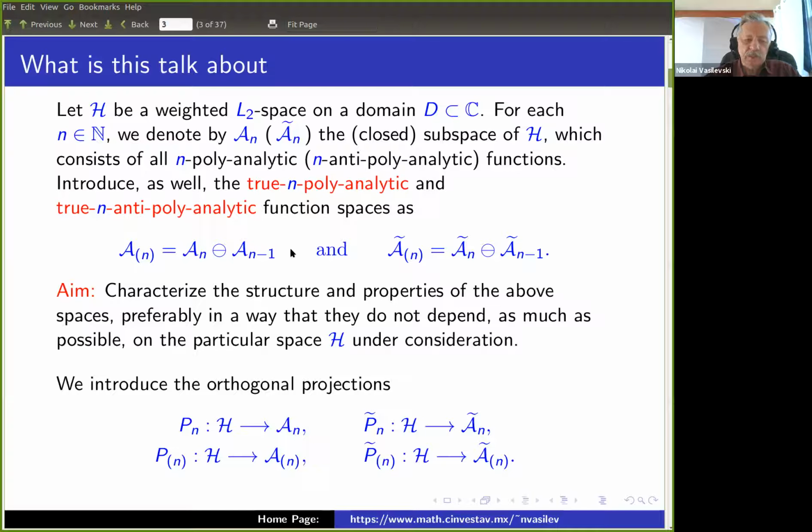First of all, let us introduce the orthogonal projections. P_n would be the projection onto n-polyanalytic functions, P tilde_n the orthogonal projection onto anti-polyanalytic functions, P_n in brackets the projection from H onto true n-polyanalytic functions, and P tilde_n in brackets the orthogonal projection from H onto true n-anti-polyanalytic functions.